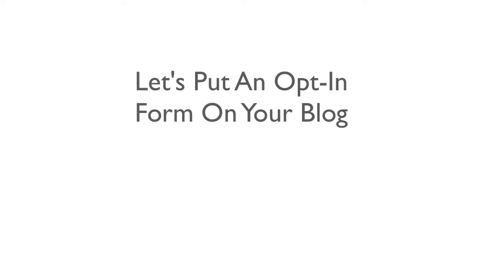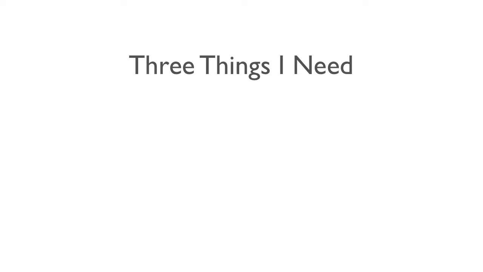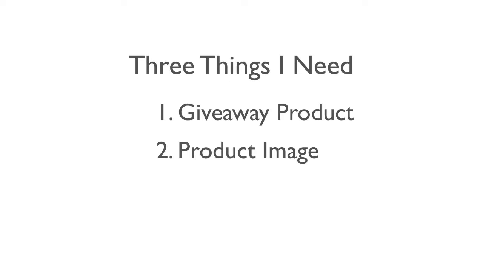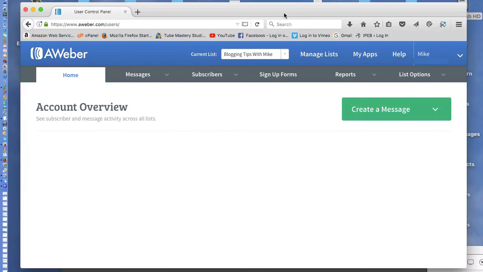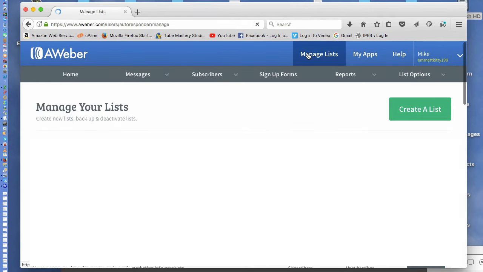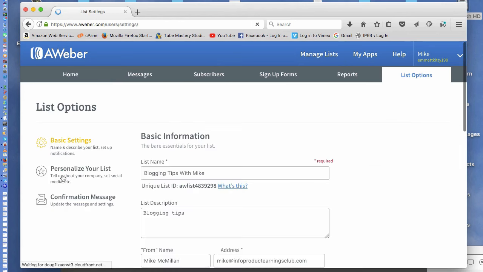So next, let's put an opt-in form on your blog. You'll need a giveaway product, a product image, and a web form. Well, let's get started. So I've just logged into my Aweber, my autoresponder control panel here. And if you're just getting started, what you'd want to do is come down to Manage Lists and click on Create a List down here. Now I've already created a list. It's very easy to do, but I'm going to show you anyway.